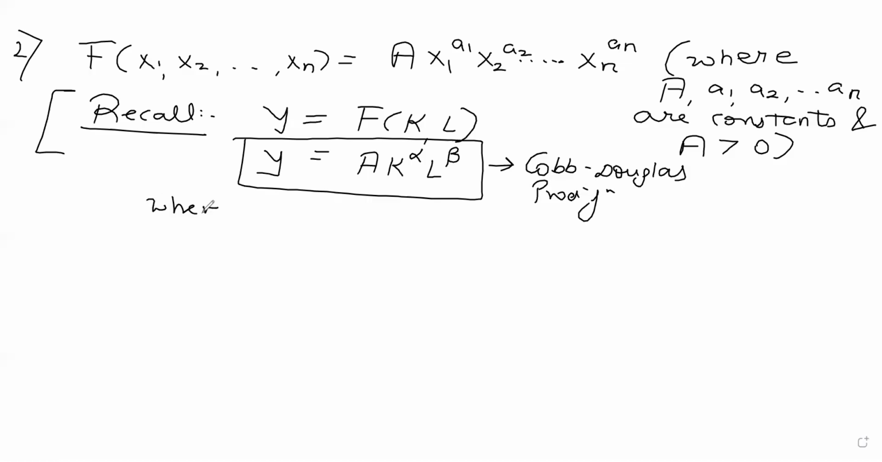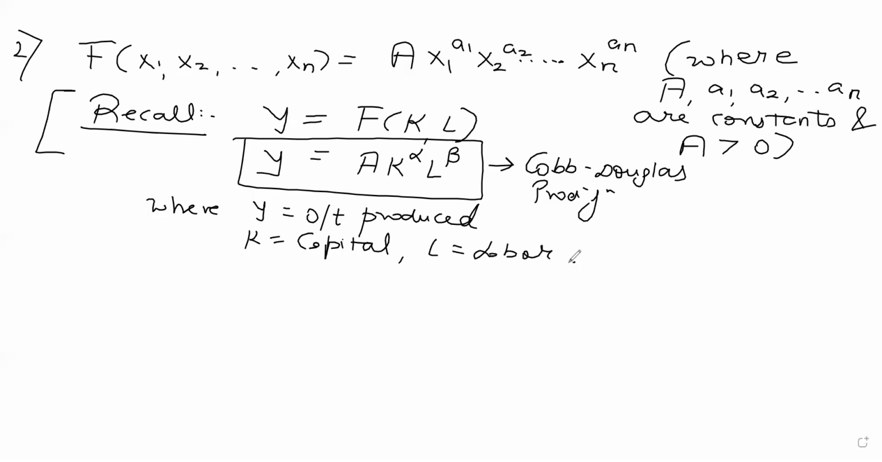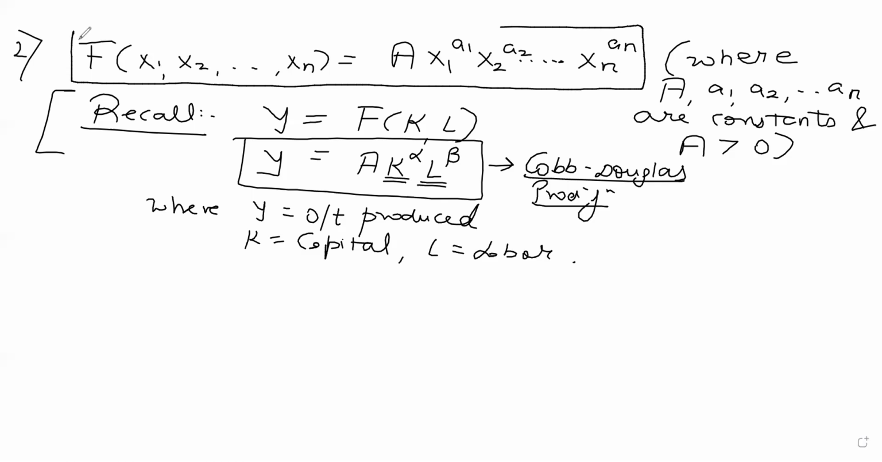where Y denotes the output produced, K stands for capital, L denotes labor. So this is the Cobb-Douglas production function when we only have two inputs, capital and labor. But suppose I have n inputs. My Cobb-Douglas production function generally would look like this. Okay, so hoping that students have understood this and have no doubts. And similarly, the third example, which would be as follows.